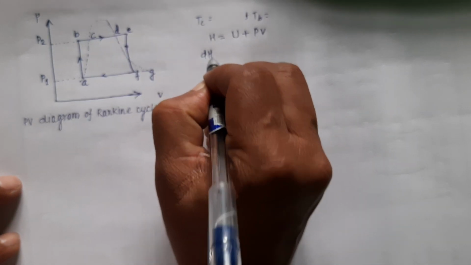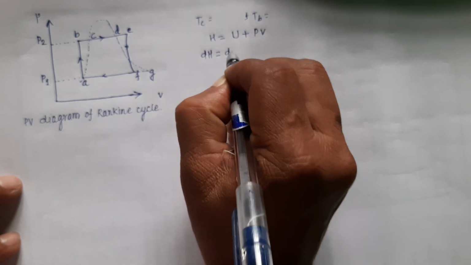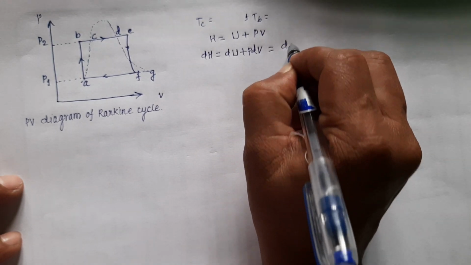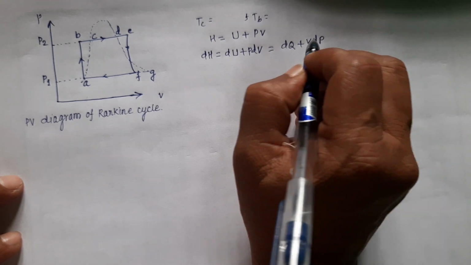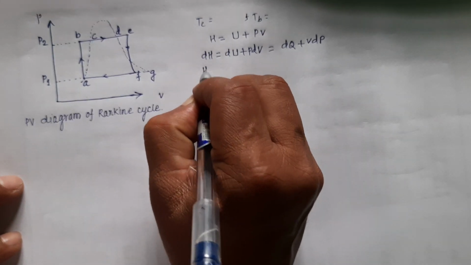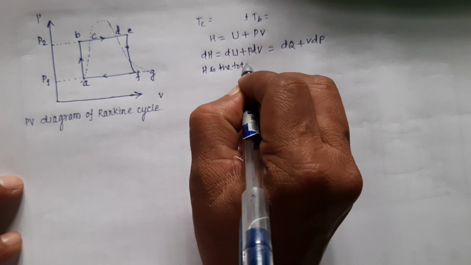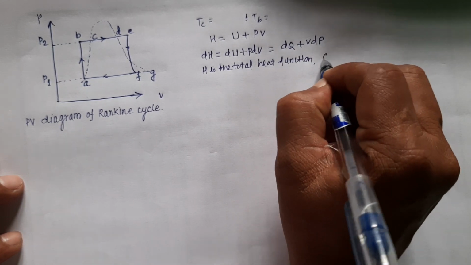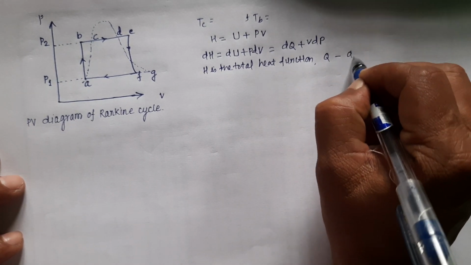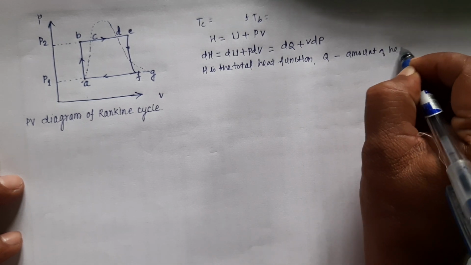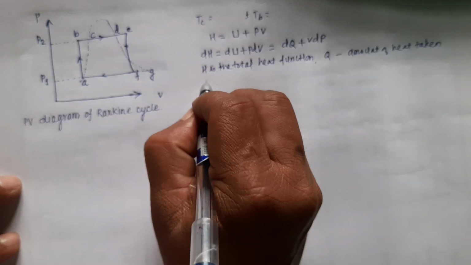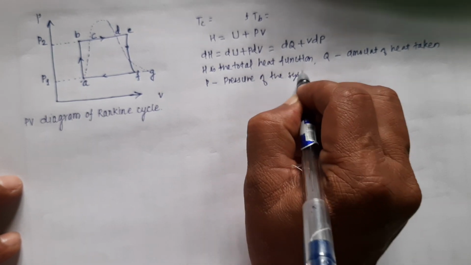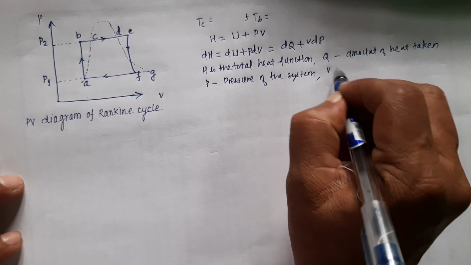So here there will be small changes. If that happens, then we can write dH is equal to dU plus PdV is equal to dQ plus VdP, where H is the total heat function, Q is the amount of heat taken, P is the pressure of the system, and V is the volume of that system.